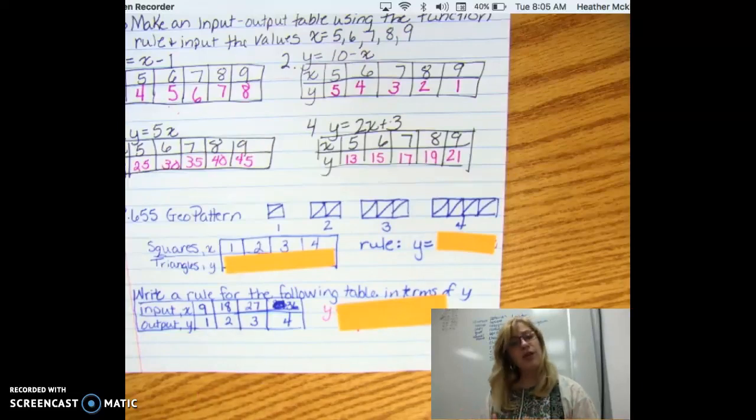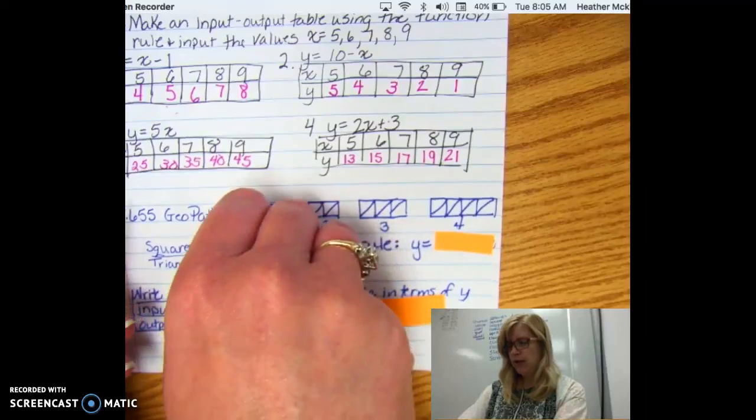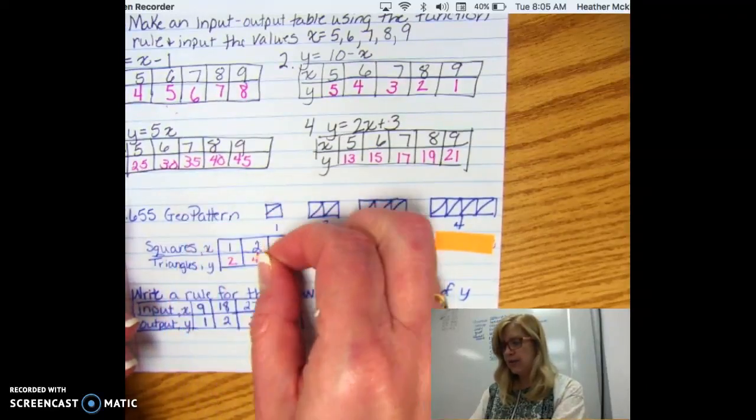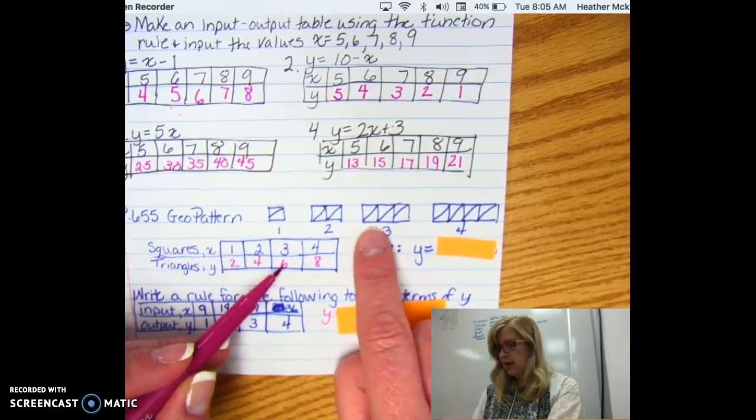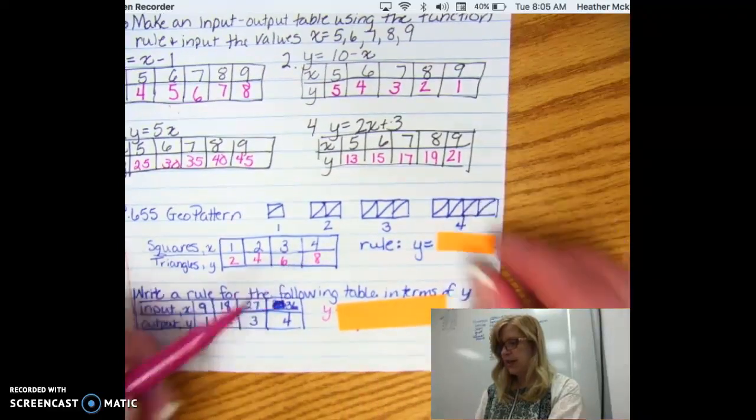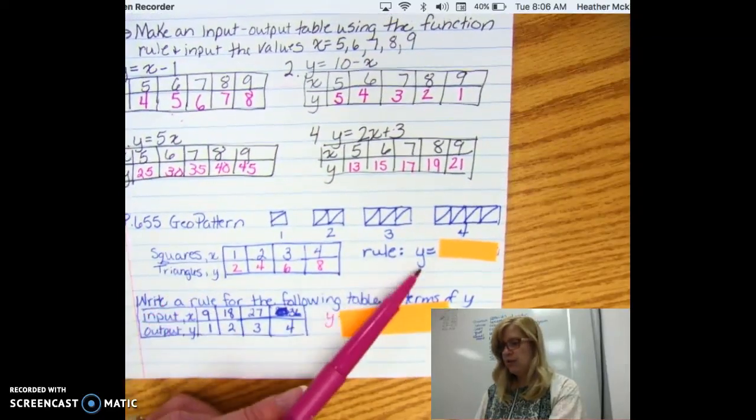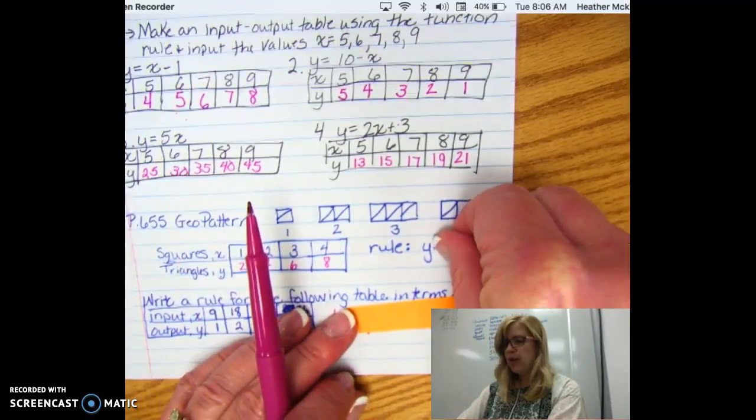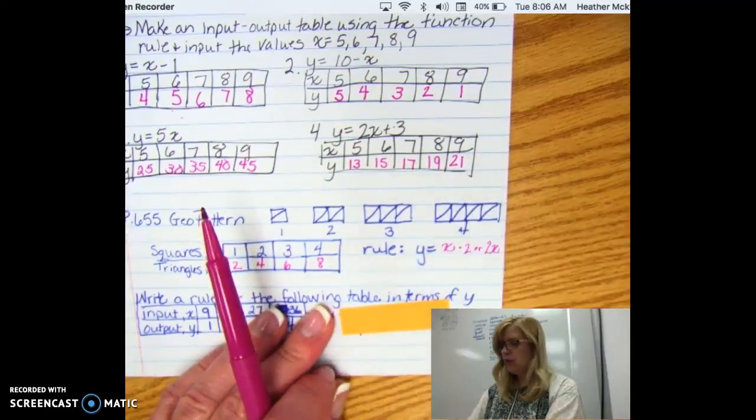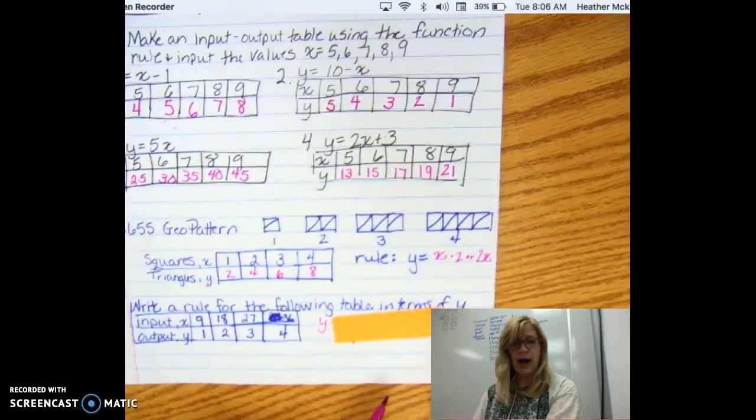You see that in your head, but what you're needing to do is organize it into an input-output table. So if we input 1 square, our output in terms of y is 2 triangles. And by the same token, 2 squares is 4 triangles, 3 squares is 6, 4 is 8. So our rule, you'll see that often, we want in terms of y. This is your output. Usually your output equals your input and then something else done to it. So in this one, x times 2 or 2x equals y.